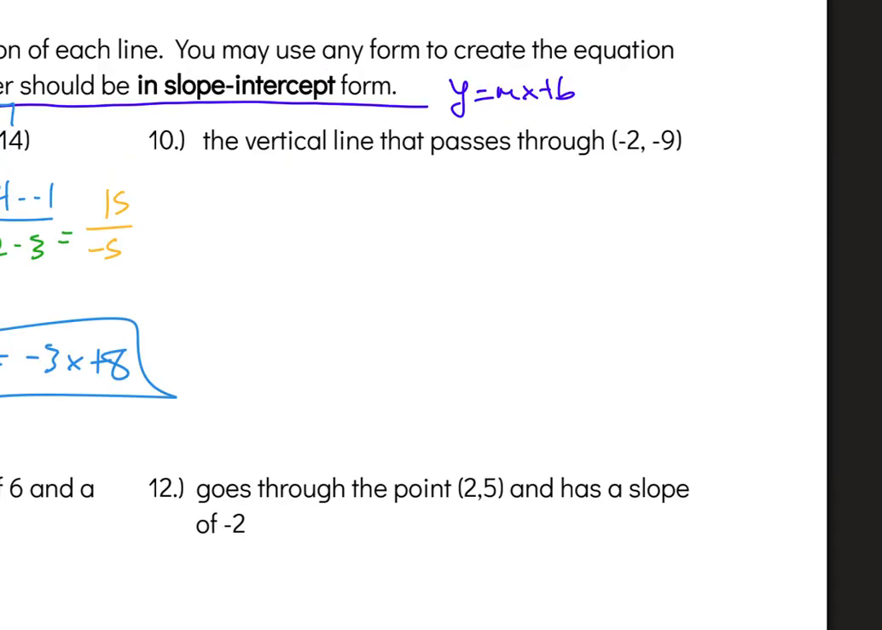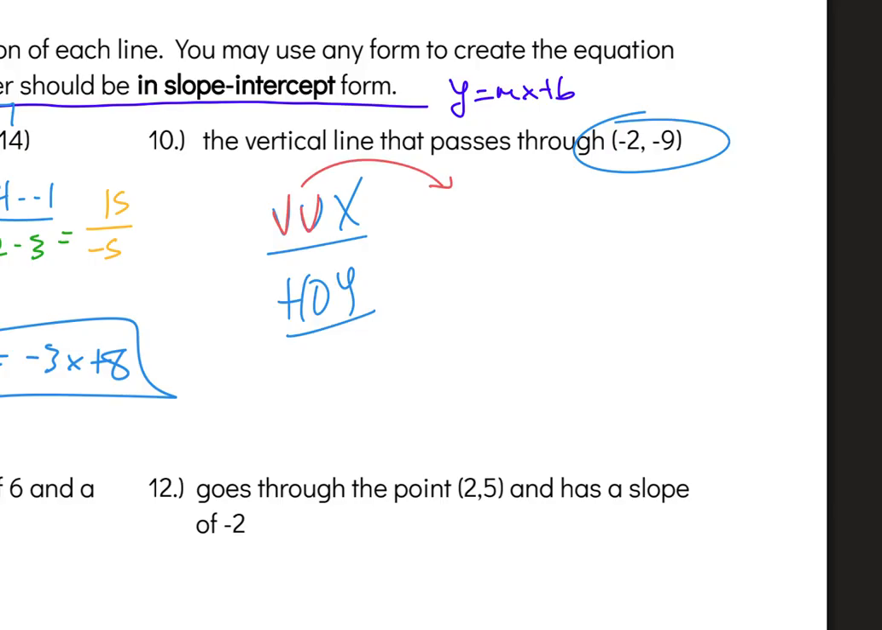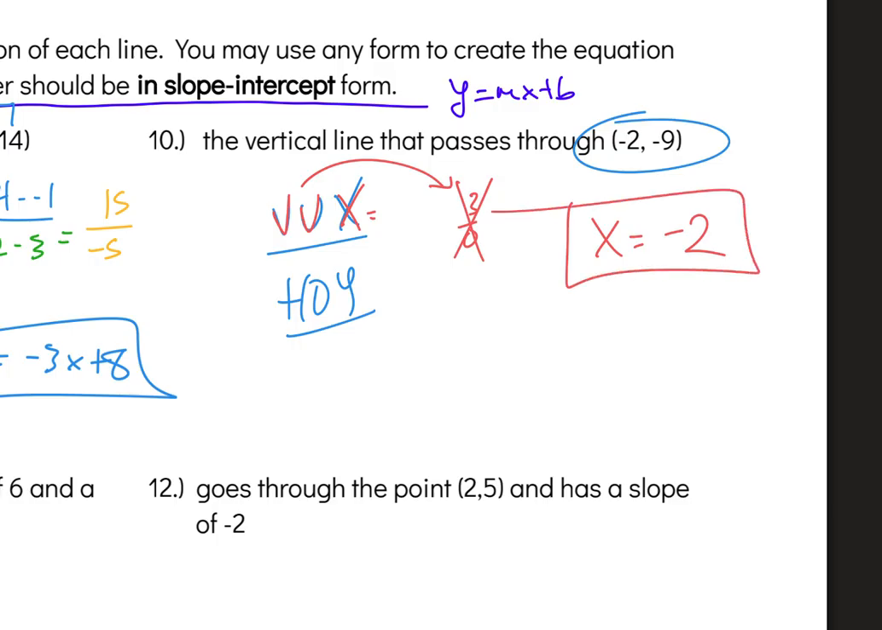We have a vertical line that passes through this point. I love it, because vertical lines are VUX, and if you're like, what the heck, VUX and HOI, I've talked about it at least once already in the video. Vertical lines have an undefined slope, meaning it's going to be like 3 over 0, and you can't do that. That's undefined, and it's going to be x equals a number. So this one is literally just x equals -2, and we're done, because no matter what the y is, x is going to be -2.